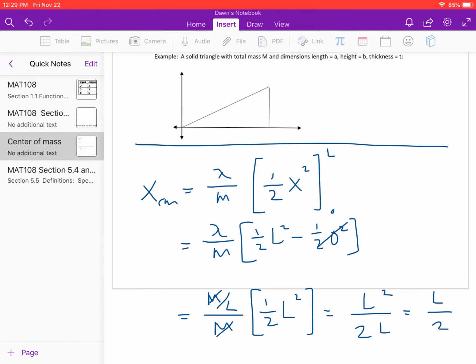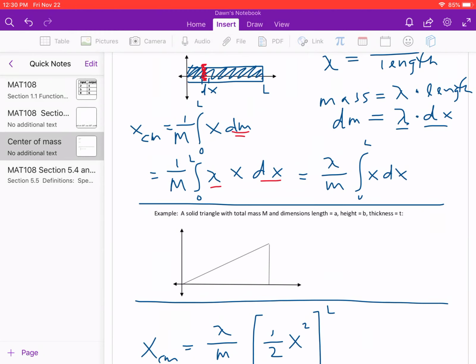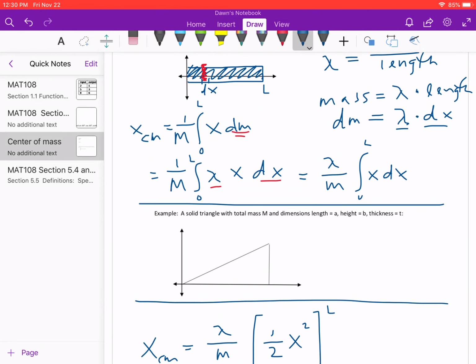We thought in the beginning that we would expect the center of mass of that long, thin rod to be right around the middle of the rod. And that's exactly what we find. So in AP Physics C, sometimes you have to show where you're getting your values. You can't just say half L. You have to show how that works.